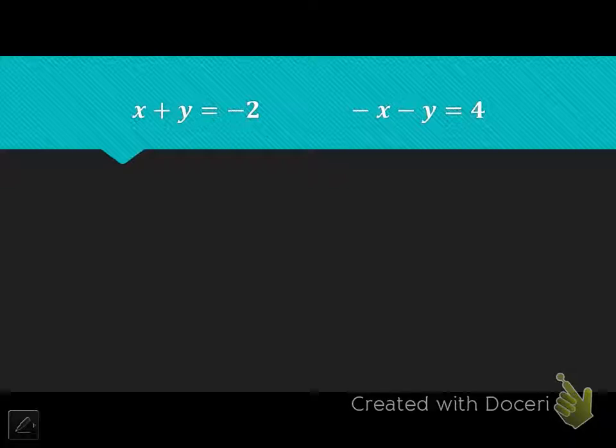So for this first one, our first step is always going to be to see if x or y is by itself on one side of the equal sign. Well, they're not, so we're not going to use substitution. We're going to use elimination. So we're going to put them on top of each other.